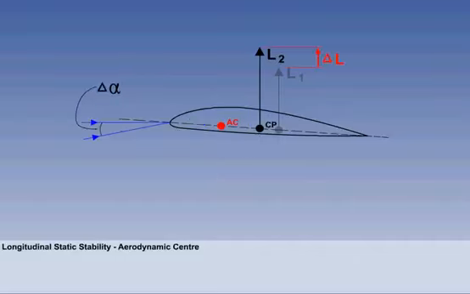The Greek letter delta, in front of alpha and lift, is used to indicate change. The change in angle of attack has generated a change in lift. But because pitching moment m remains the same with a change in angle of attack, we can consider the change in lift acting at the aerodynamic center. You can see that the original lift force is greyed out. We are interested only in the change in lift.